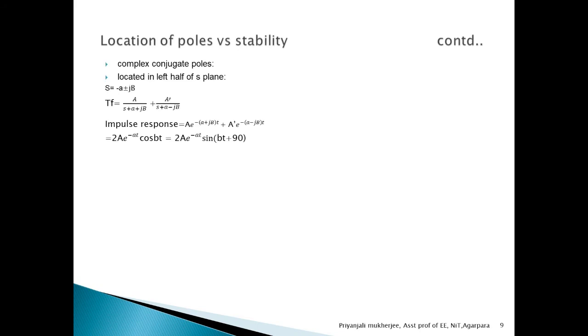Next is the complex conjugate pole. So first consider the complex conjugate pole located in the left half of the S plane. Now when the pole is located in the left half of the S plane, we can say that its position is a plus jb and a minus jb. So the transfer function can be written like this: A by (s plus a plus jb) plus A star by (s plus a minus jb).